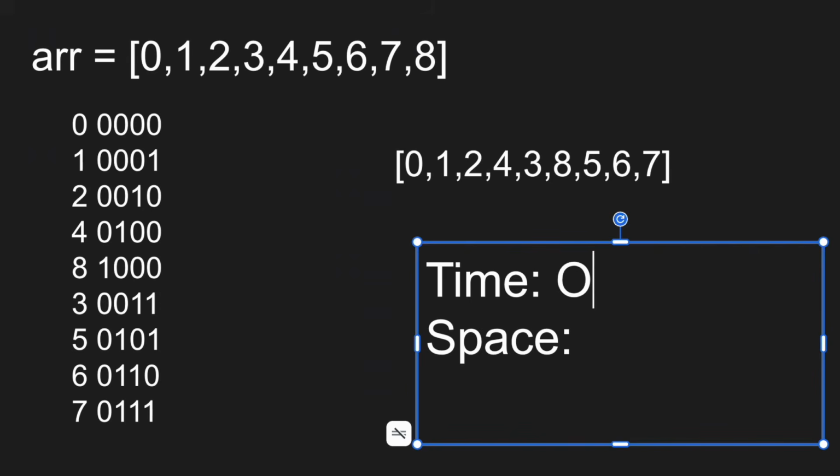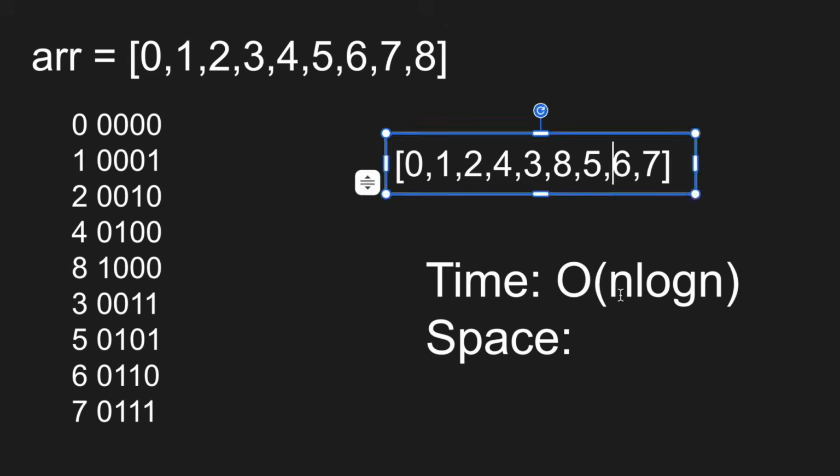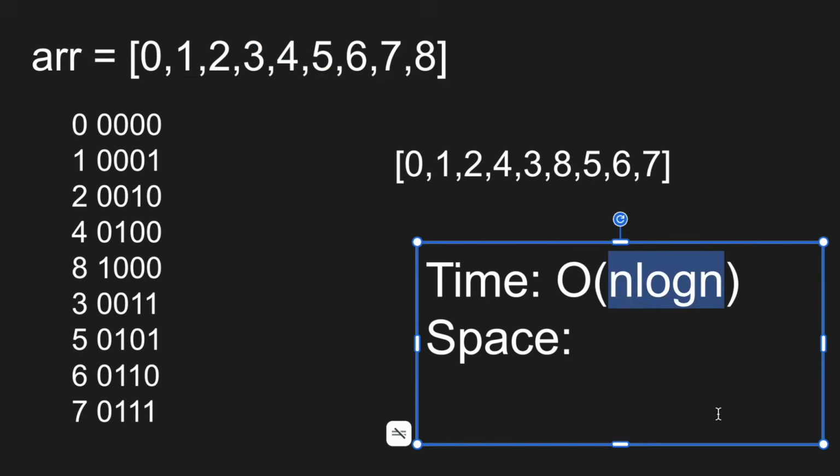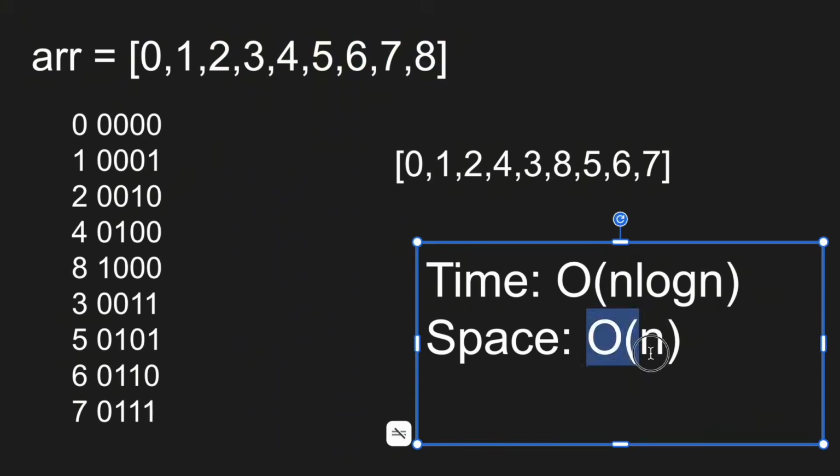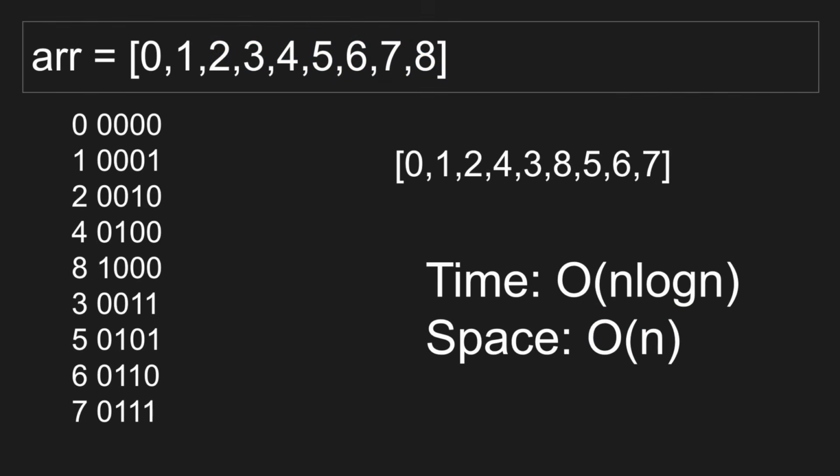So the time complexity will be O of n log n, where n is the number of elements in the array, because it will take n log n time to sort it. And the space complexity will depend on which sorting algorithm we use. But I will be using the Python built-in sorting function, so it will be O of n for me. So now let's get to the coding part.